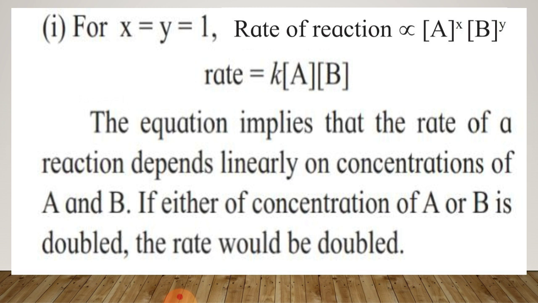Now if either the concentration of A or B is doubled, the rate will be doubled. Suppose the concentration of A is 1, it has been changed to 2. So the rate will also double. So the rate of a reaction depends linearly on the concentration of A and B when X is equal to Y is equal to 1, and if either concentration of A or B is doubled, the rate will be doubled.